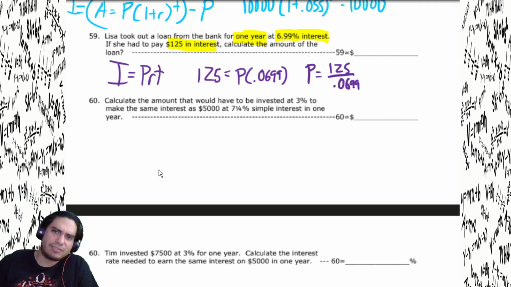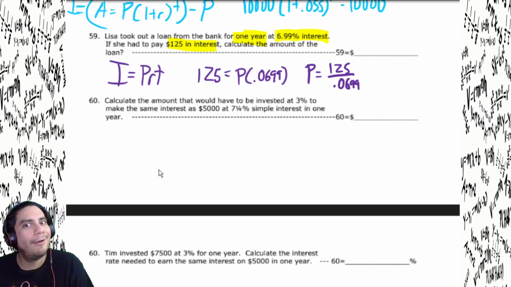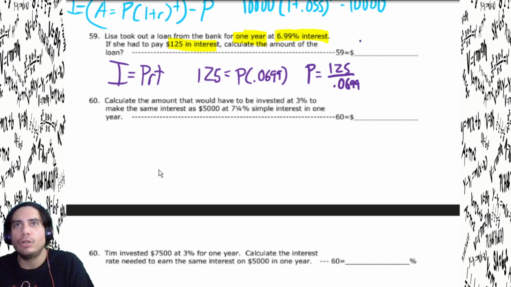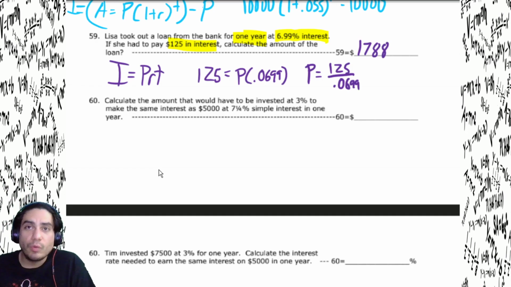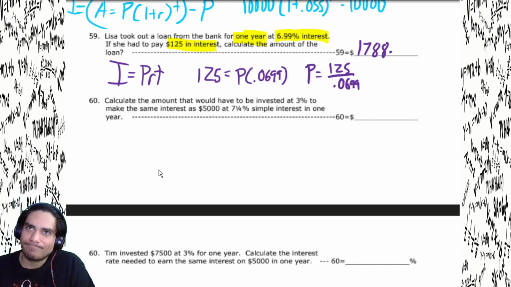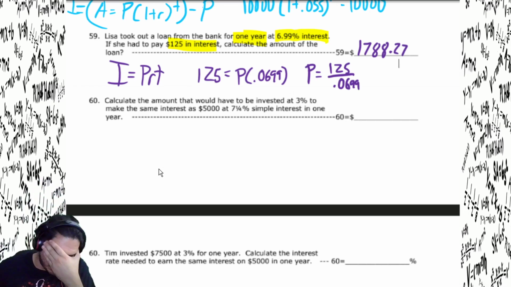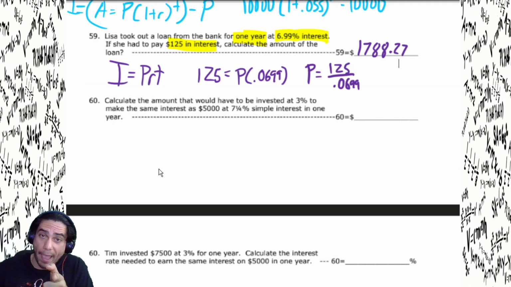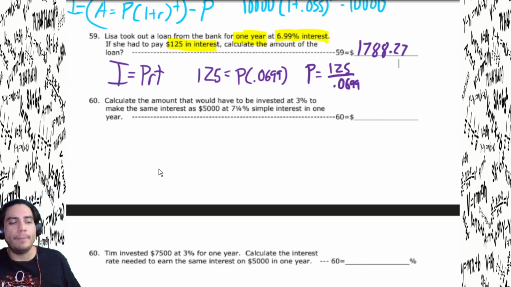Man, what are you doing, Lisa? Come on, Lisa. You're borrowing $1,788.27. Oh man, Lisa, don't be borrowing money to keep up with the Joneses, all right? Don't do it, Lisa. Man, it hurts me.